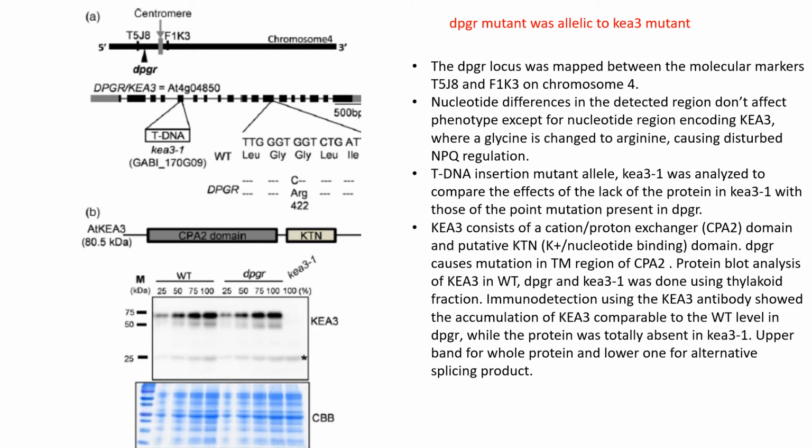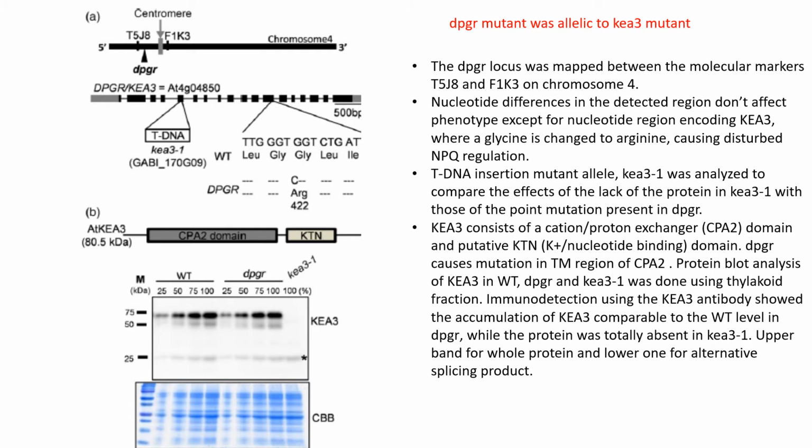KEA3 consists of two domains. The protein has a cation proton exchanger, also known as the CPA2 domain, and a putative potassium nucleotide binding domain known as KTN. DPGR causes a mutation in the transmembrane region of CPA2. There are nearly 11 transmembrane regions present in the CPA2, and only one of the transmembrane regions is affected.